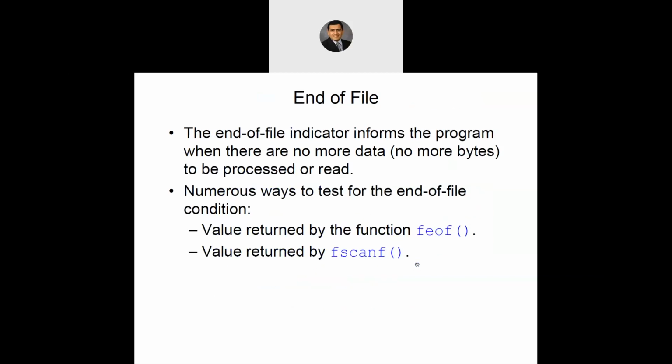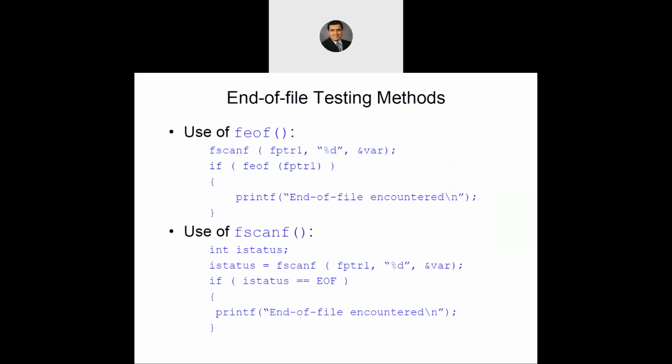How do we do that? We use a function known as FEOF. FEOF will show you end of file. There are two ways you can find the end of file. First is using fscanf, using the pointer to read the value. And then you can say if FEOF has been encountered by the file pointer, then that means you have encountered end of file.